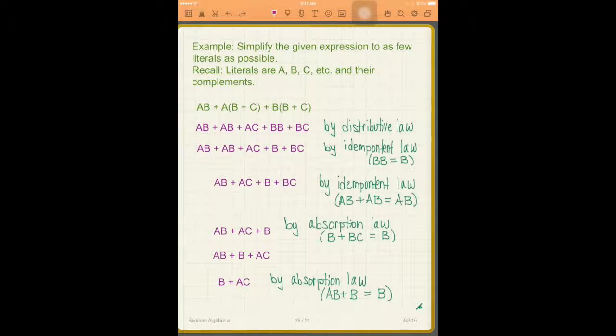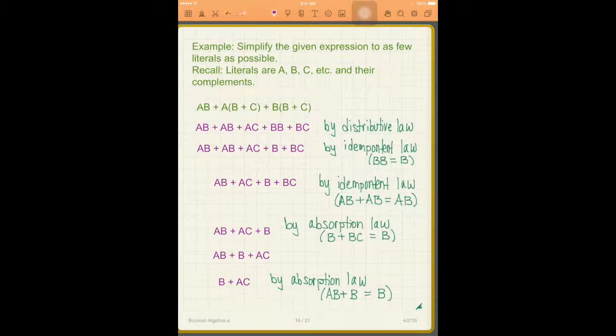Here is another example, to simplify the given expression to as few literals as possible. Remember the term literals, that just means your elements like a, b, and c, and their complements. So it would be a complement, b complement, c complement. We want as few of those as possible. To start, here's our expression, and we'd like to simplify that. It's quite complicated right now.